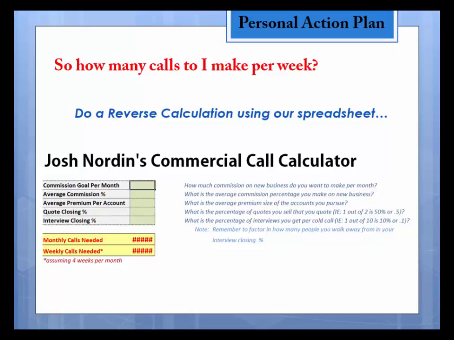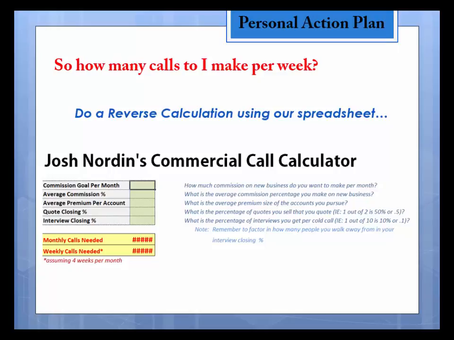So now we need to talk about, how many calls do you need to make per week to be successful? Ultimately, it's just a game of numbers. If you know your closing ratio, then you know how many people you need to talk to in order to hit your goals. So the math is actually pretty simple when you just figure it backwards.